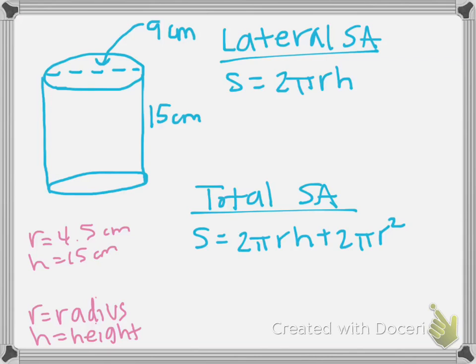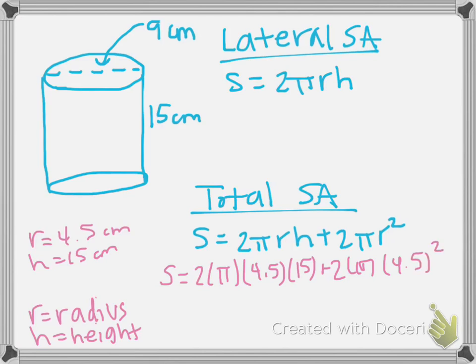So now all we do is plug it in to our formula. I'm going to only solve here for the total surface area, but you need to be familiar with both formulas. So S equals 2 times pi times 4.5 times 15 plus 2 times pi times 4.5 squared.